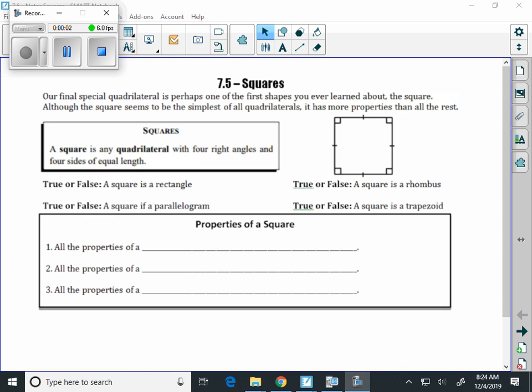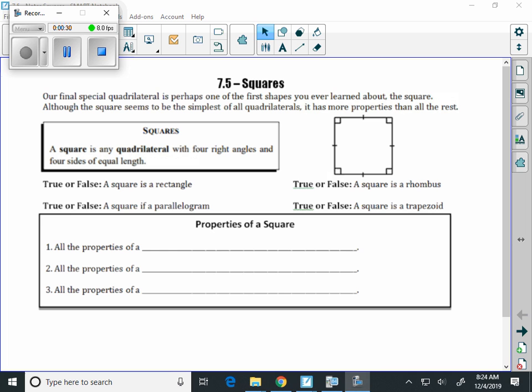Final quadrilateral that we're going to be looking at is going to be the square. And the square is probably the one that's most familiar to you because it's one of the first shapes that you've ever learned about. Although the square seems to be the simplest of all quadrilaterals, it has more properties than all of the rest.